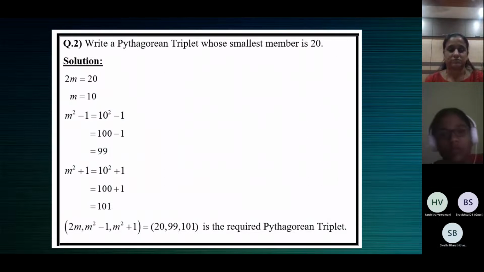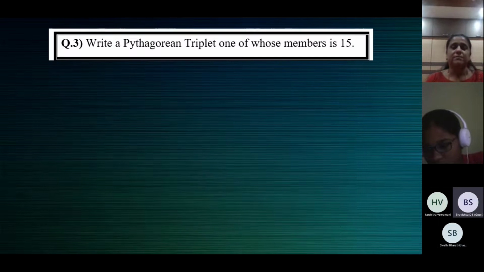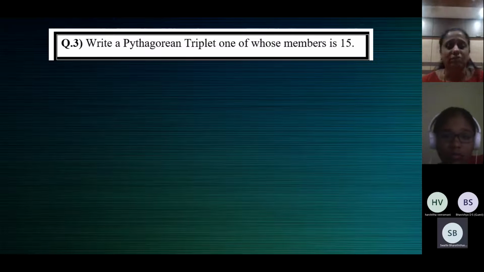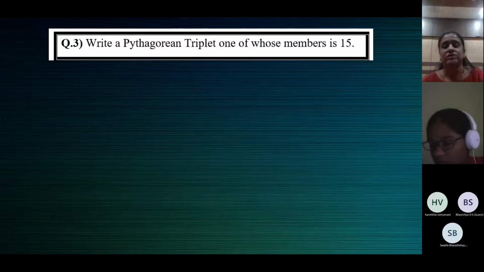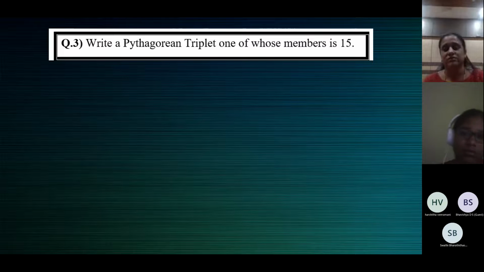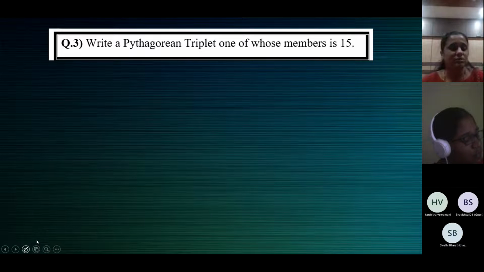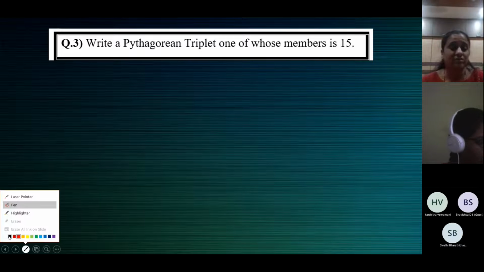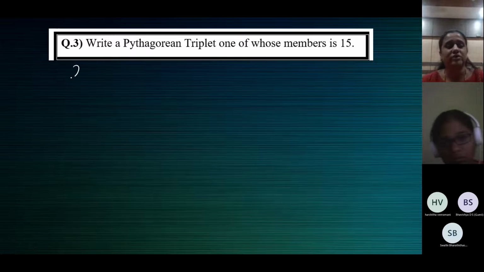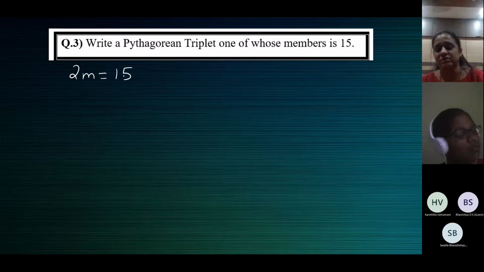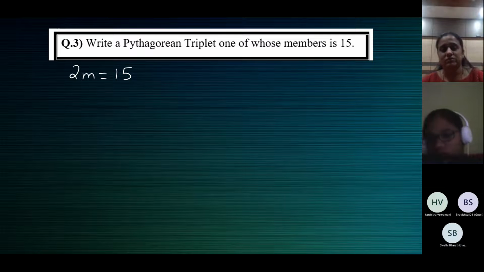Done? Yes, ma'am. Okay. Now here, write a Pythagorean triplet, one of whose members is 15. That is, any one member should be 15. So you don't know which member is 15. So you equate it to 2m. Suppose 2m is 15. One of the three members should be 15.